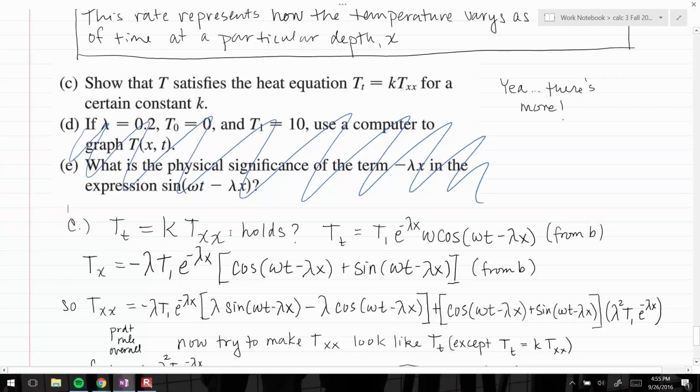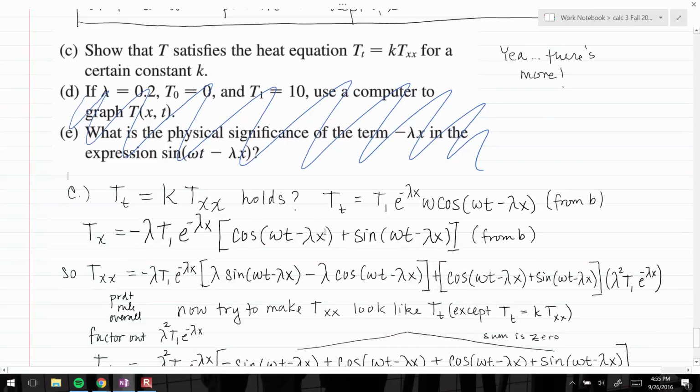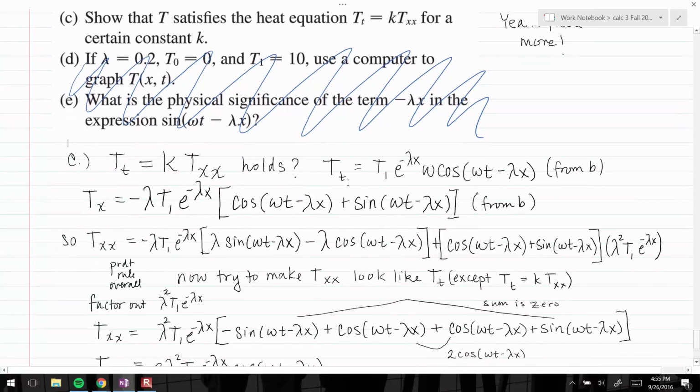So we had this original equation for big T, and if you take its partial with respect to little t, you get a result, and we actually already did that in part B. We need to also figure out what T sub xx is. We already have T sub x from B, just take another partial for that, and then unfortunately we have to do the product rule again, which is sort of a colossal mess here.